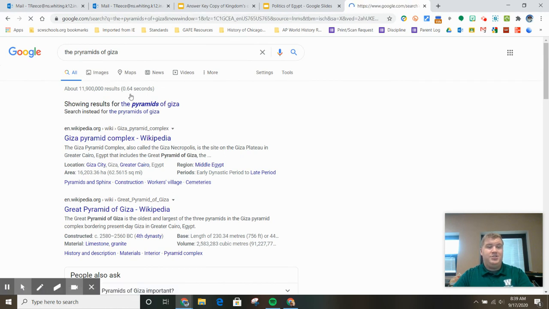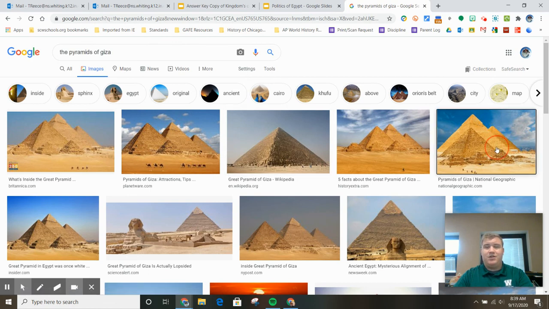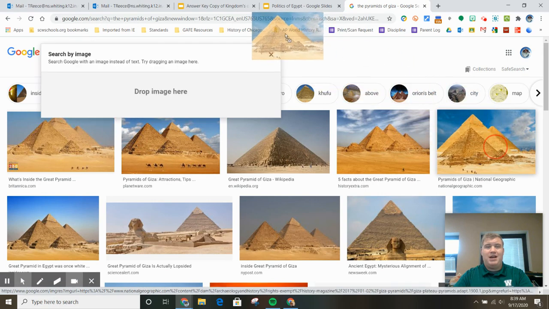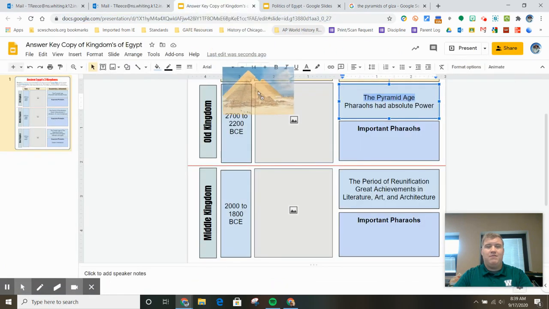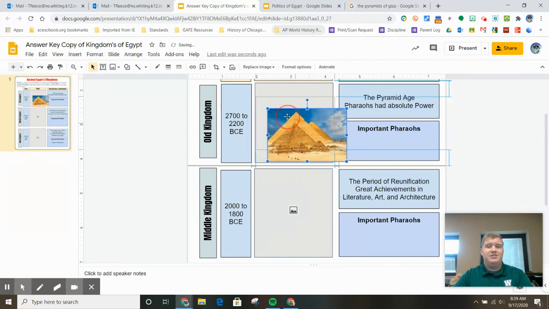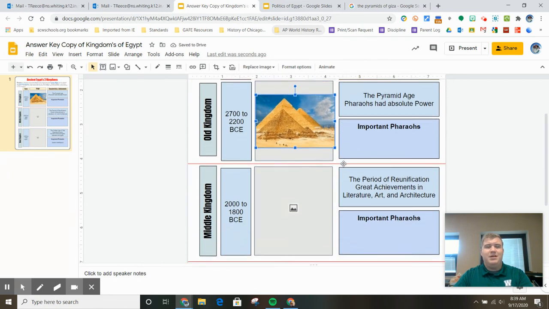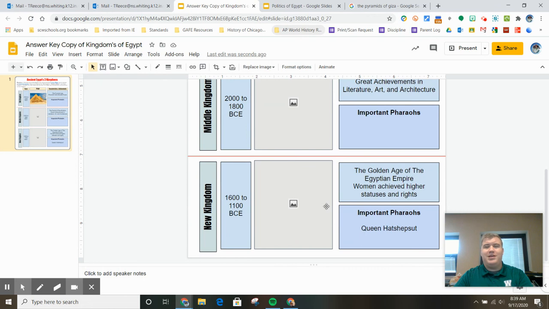You're going to go to images. Now from here, you can find an image that you like. I like this one, so I'm going to click and hold, and start dragging it towards my graphic organizer, and I'm just going to drop it in here. Then from there, you can resize it and make it a lot easier to fit in there. You're going to do that for the Middle Kingdom and the New Kingdom as well.